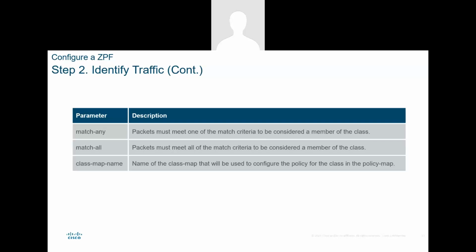Now, the class map name. Instead of defining new match conditions, you can use existing class maps as the criteria for the match. What this does is allow for nested classification, making complex policies easier to manage. You would use this when you need to reuse an existing class map instead of duplicating match conditions. For example, if you want to group multiple predefined traffic categories into a larger classification.